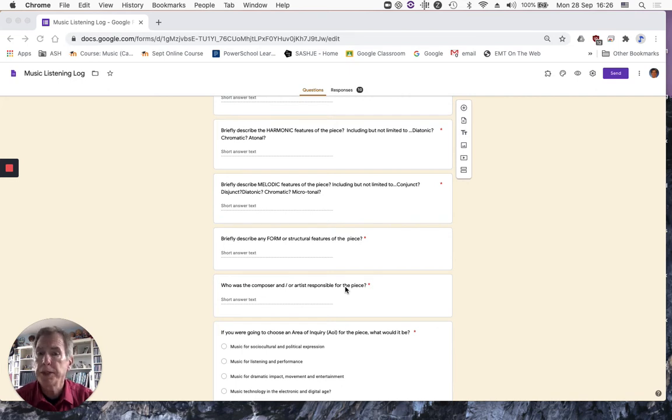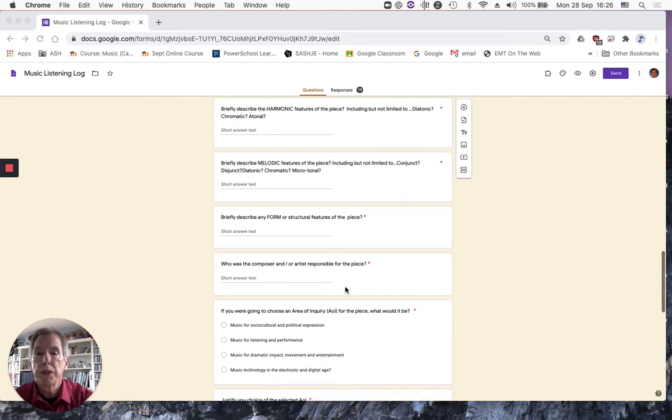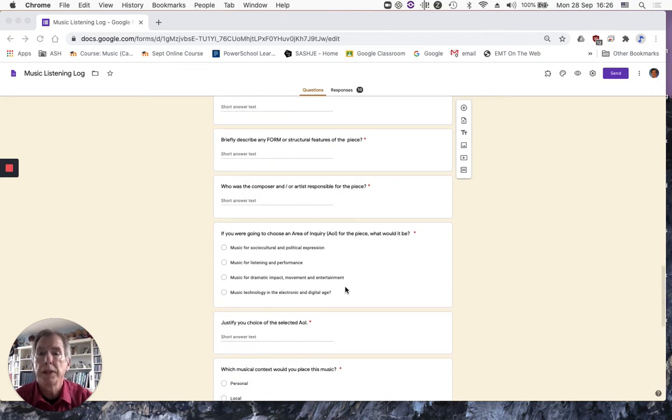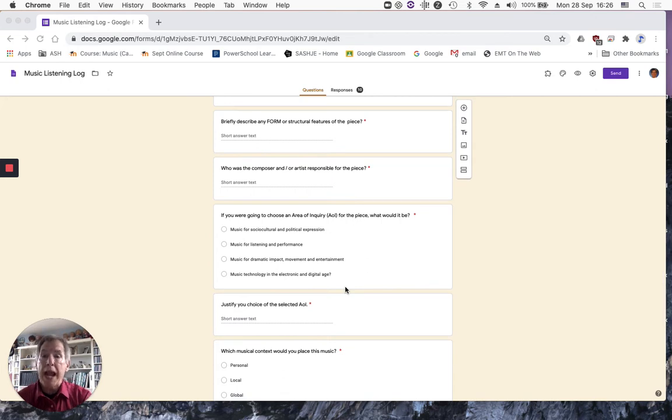Describe the form of the piece: standard form, ABA form, absolute, through composed, or whatever. Who was the composer or artist responsible for the piece? They need to submit this response and tell us a little more of the background of the composer or the artist. If you were going to choose an area of inquiry for the piece, what would that be?